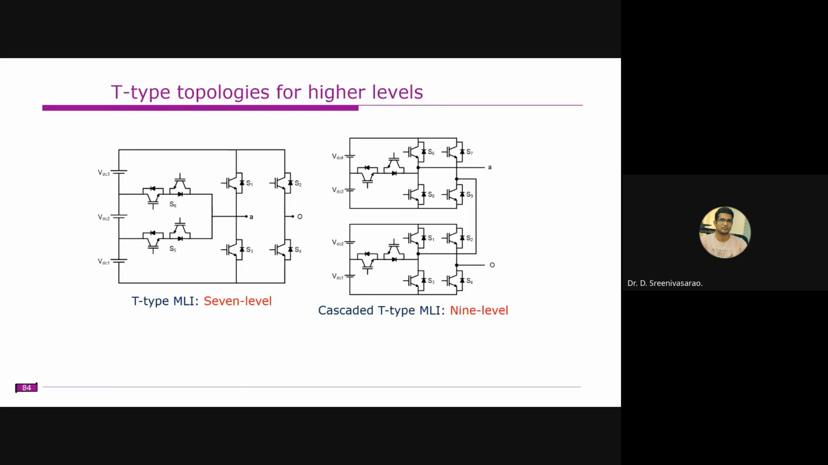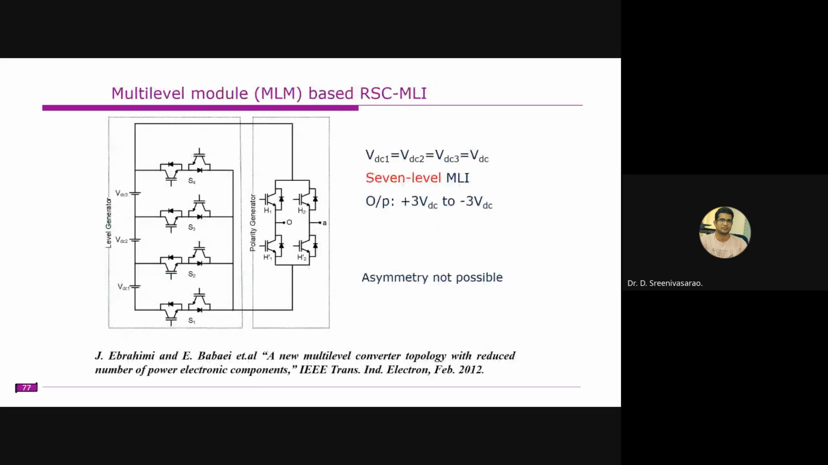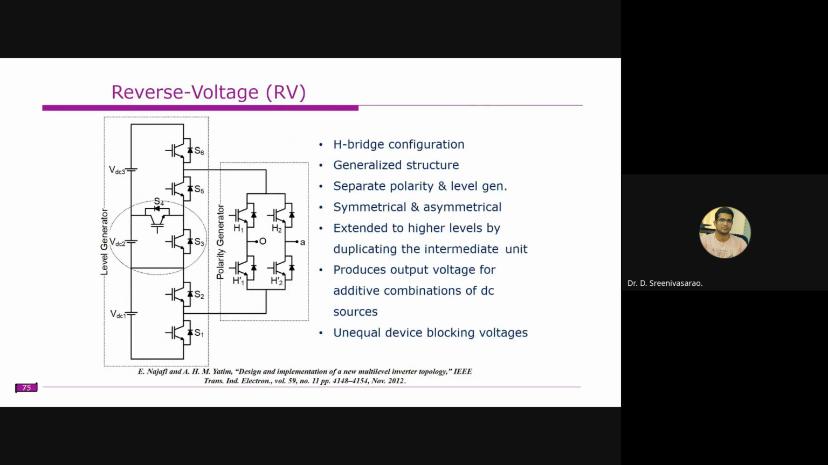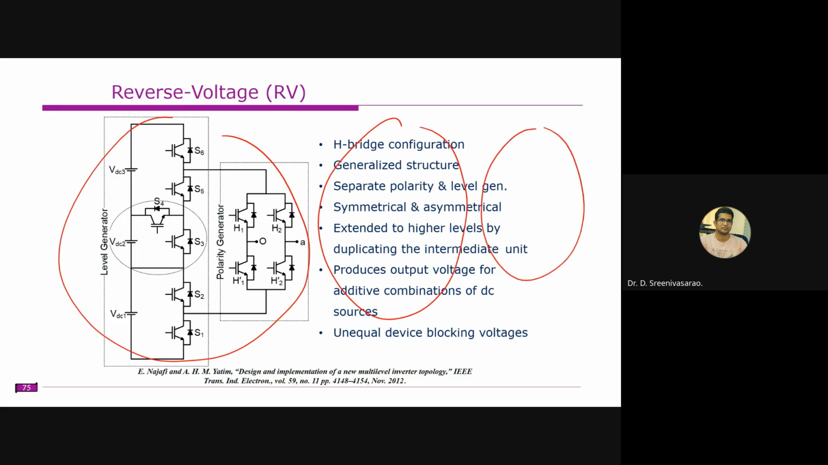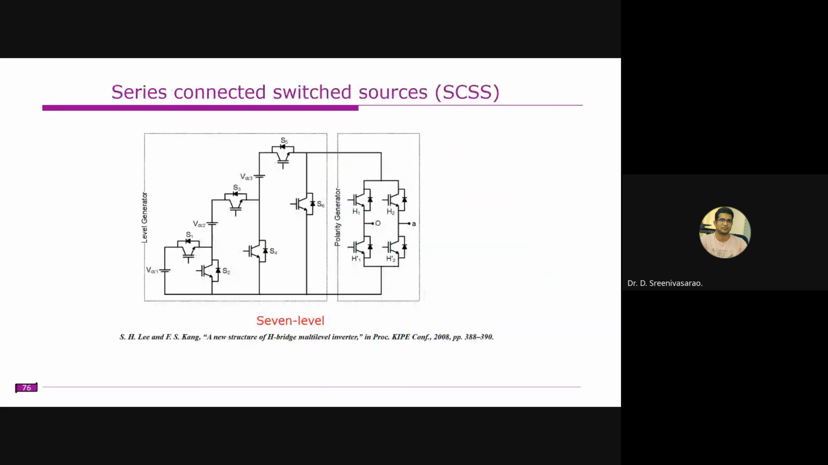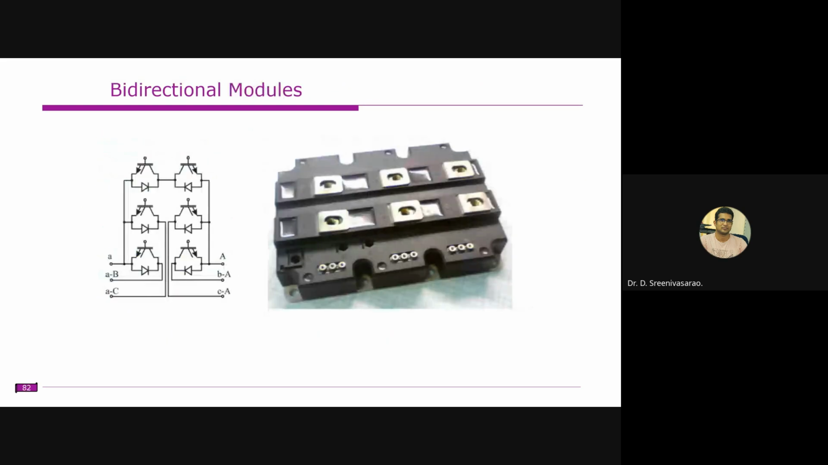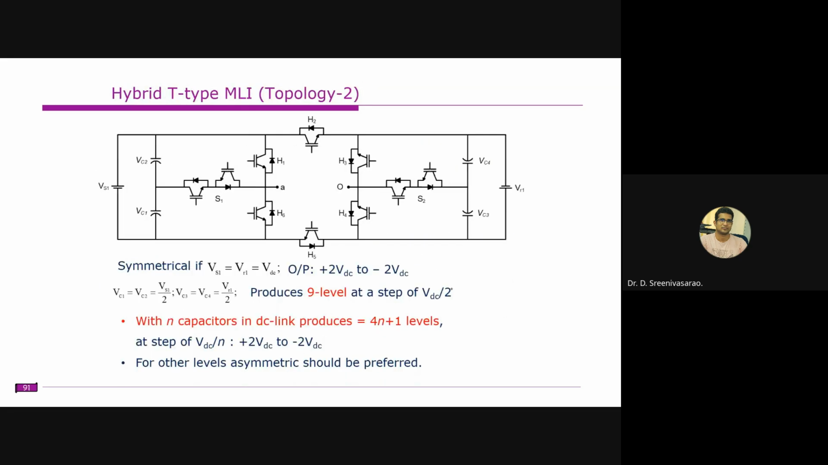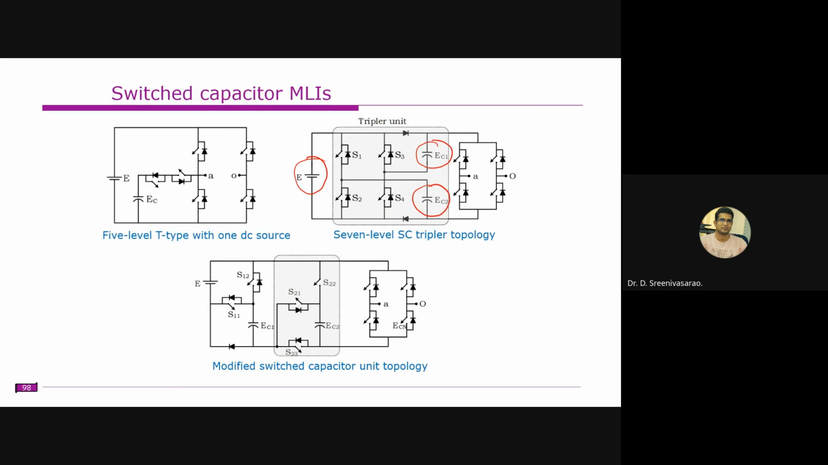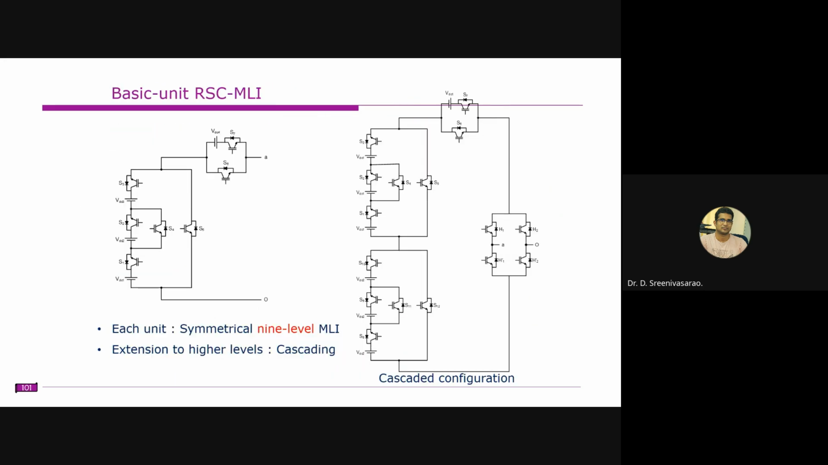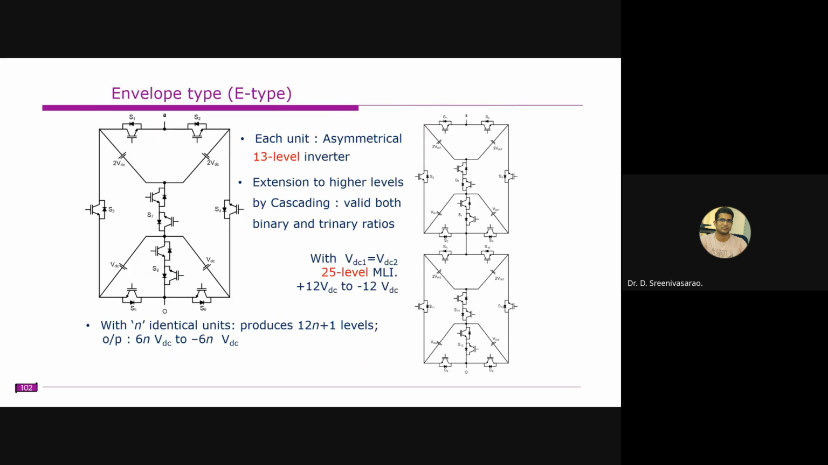If you observe, this circuit is not for three phase, right? If you want three phases, you need two more circuits like this. Like so, this is another envelope topology. This is another invention. With this, they are claiming that it is producing 25 levels.